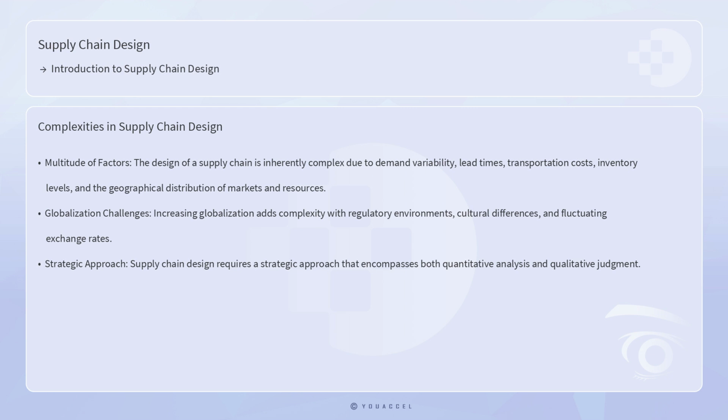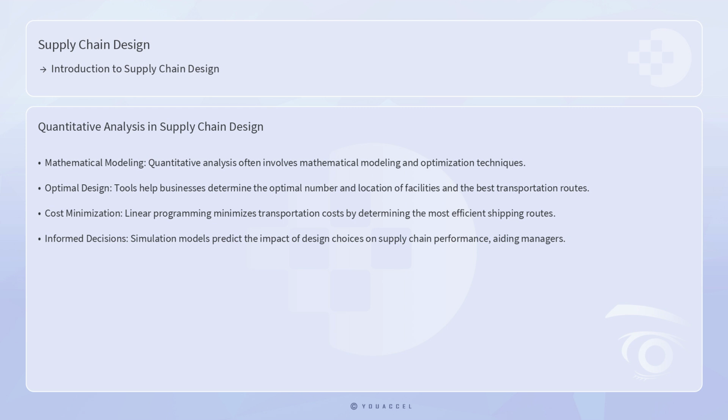Moreover, the increasing globalization of markets has added another layer of complexity, as companies must navigate different regulatory environments, cultural differences, and fluctuating exchange rates. As such, supply chain design requires a strategic approach that encompasses both quantitative analysis and qualitative judgment. Quantitative analysis in supply chain design often involves mathematical modeling and optimization techniques.